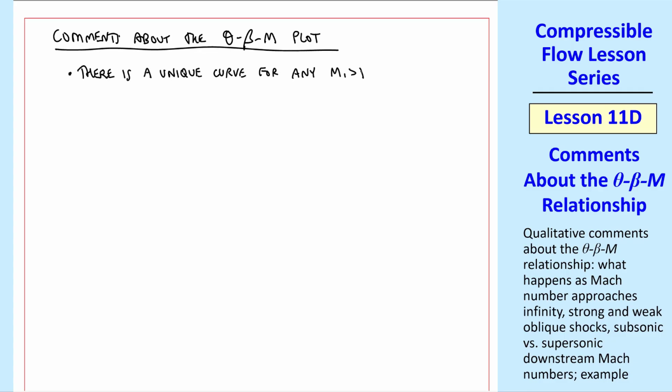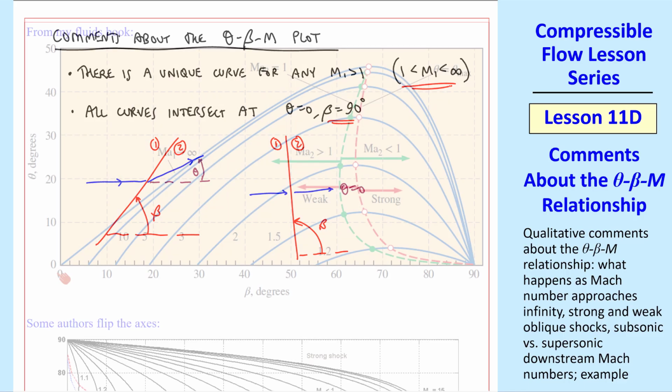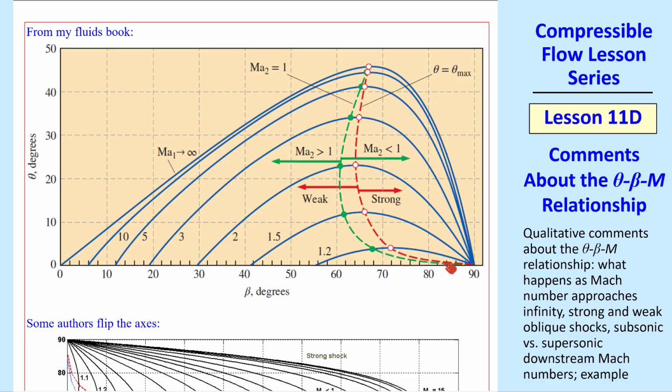First, there is a unique curve for any M1 greater than 1, where you can't have a shock unless M1 is between 1 and infinity. All of these curves intersect at theta equals 0 and beta equal 90 degrees, where for a typical oblique shock, beta is the shock angle and theta is the turning angle as discussed previously. When beta equal 90 degrees, you see that theta equals 0 because this is a normal shock. And for any Mach number between 1 and infinity, we can have a normal shock. That's why all the curves intersect at theta equals 0 and beta equal 90.